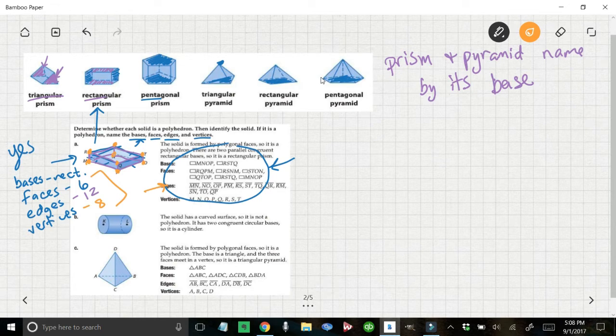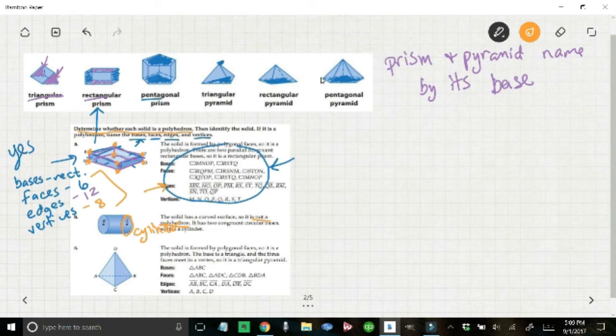Okay, the next one here, the directions again, remember, say determine whether each solid is a polyhedron. This is not a polyhedron because of these curved circular sides. This would be called a cylinder. And because it's not a polyhedron, we do not need to name anything else. So for the ones that are not polyhedrons, you can just say, no, it's not a polyhedron, it's a cylinder, and then be done.